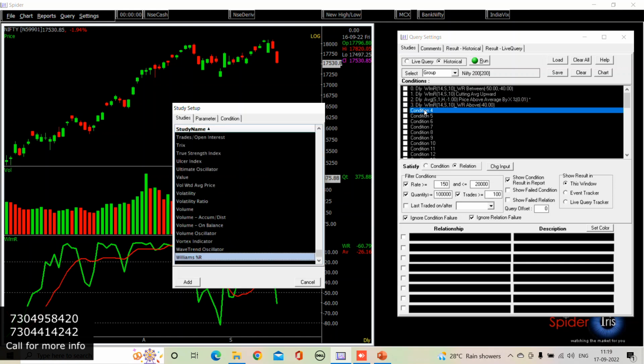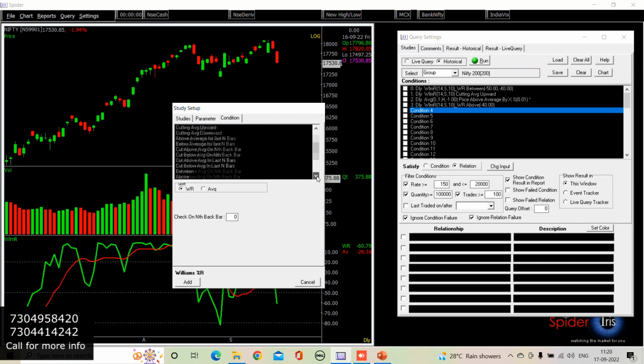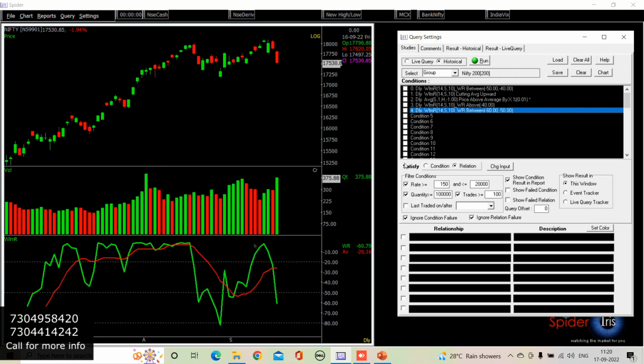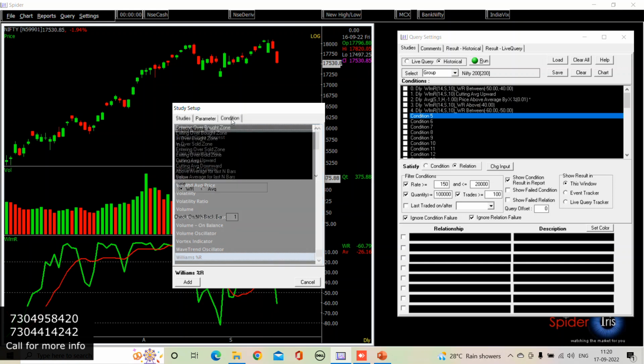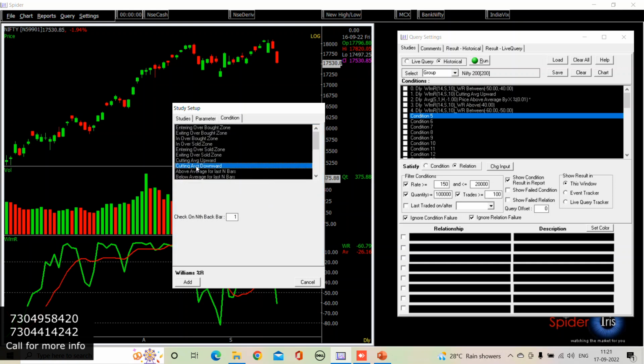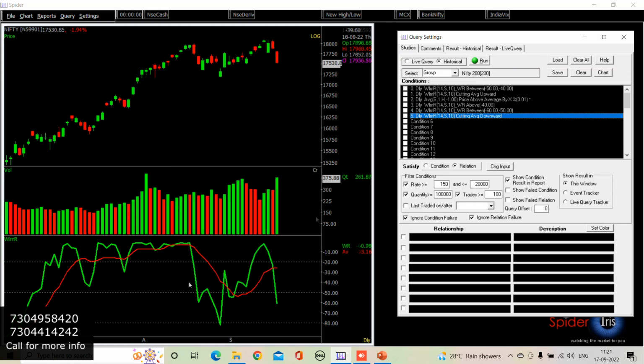Now condition 4 will be with parameters by default. Condition is between -60 to -50. Check on end back bar 1. Add. Condition 5 is Williams percent R cutting averages downward. Check on end back bar 1.